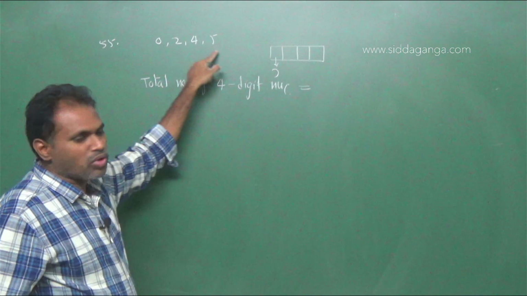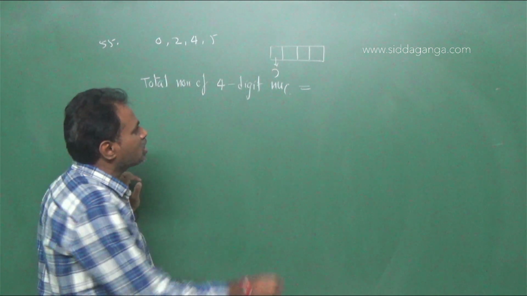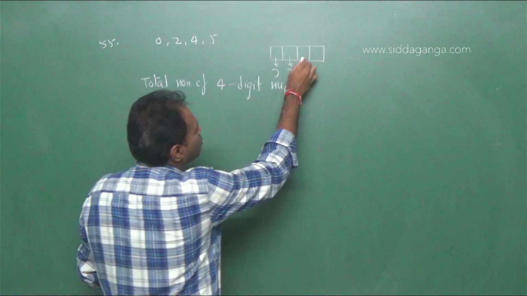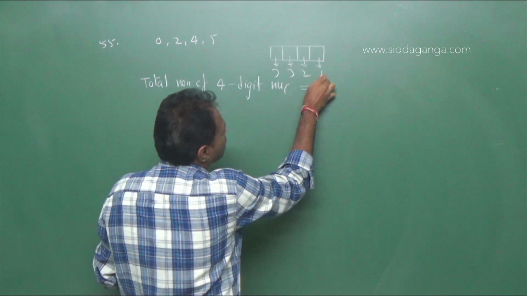Out of these 4 digits, 1 digit you fixed here. Therefore, the remaining digits are 3. Therefore, the next box you can fix in 3 ways, the next box in 2 ways, and the next box in 1 way.